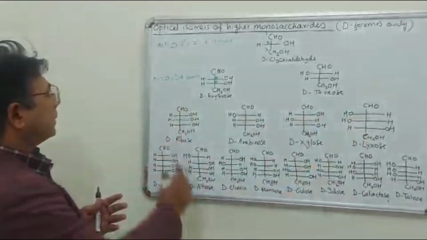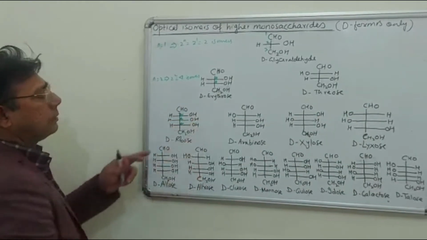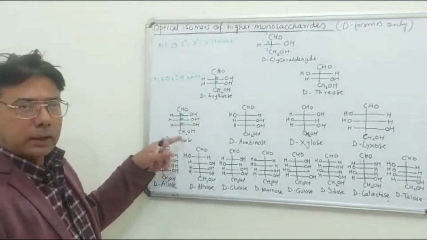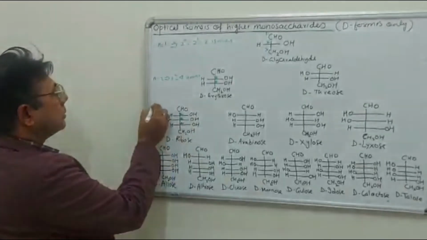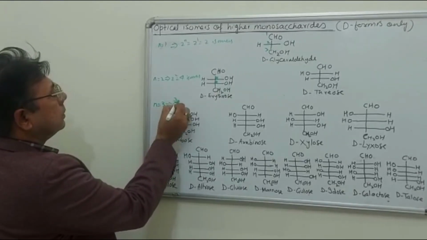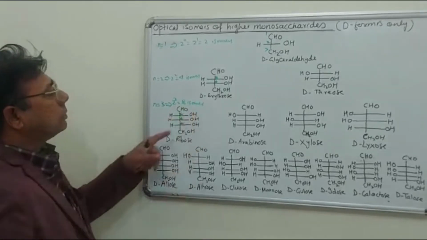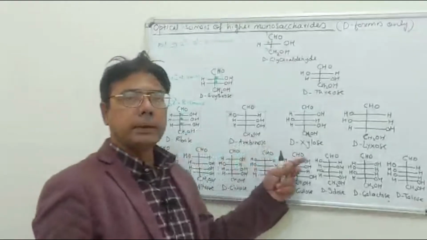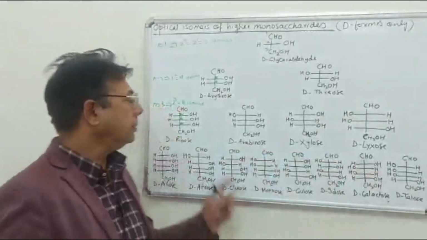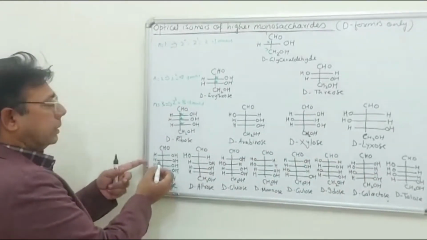Similarly, if we have 5 carbon sugars, in them there are 3 chiral carbons, 3 asymmetric carbons. So if n is equal to 3, then it means 2 to the power 3, that is 8 isomers. Out of this, 4 will be D forms and 4 will be L forms. So here you see 4 D forms, and lastly we have hexose sugars.